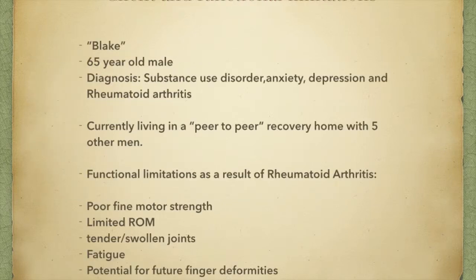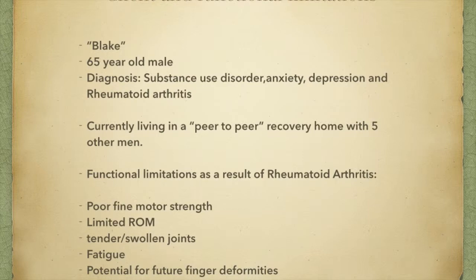Moving on to the client and his functional limitations. Our client's name is Blake. He's a 65-year-old male, and he has been diagnosed with substance use disorder, anxiety, depression, and rheumatoid arthritis. He currently lives in the community placement fieldwork setting that I'm currently in, Building Men for Life out of Holland, Michigan. It's a peer-to-peer recovery home where he resides with 5 other men who also face addiction issues and are working together to manage their addiction to live independent lives.